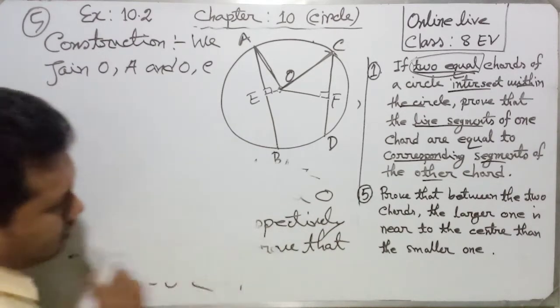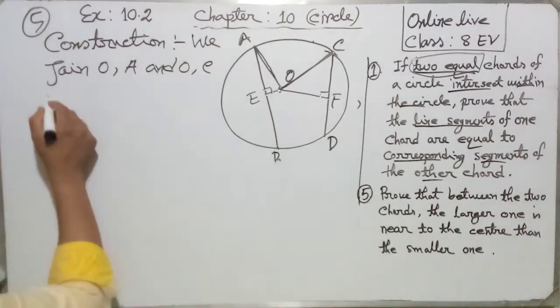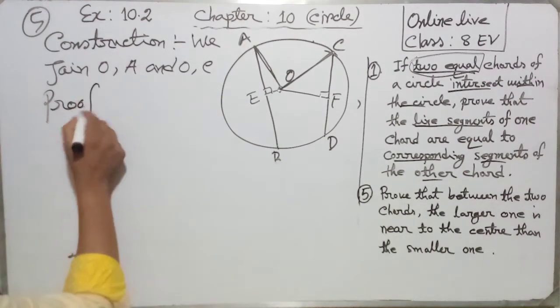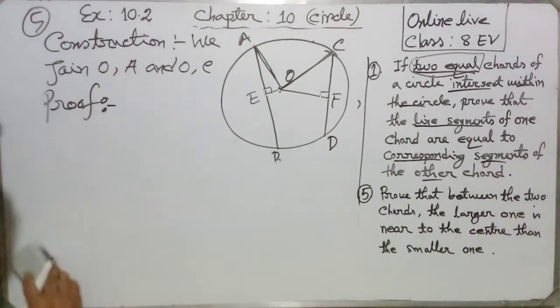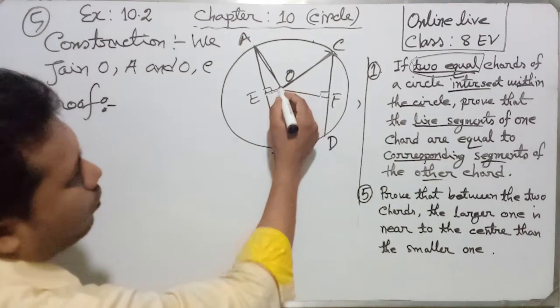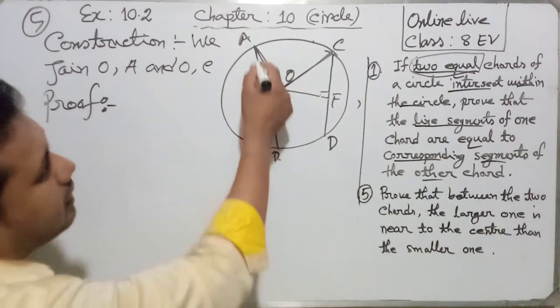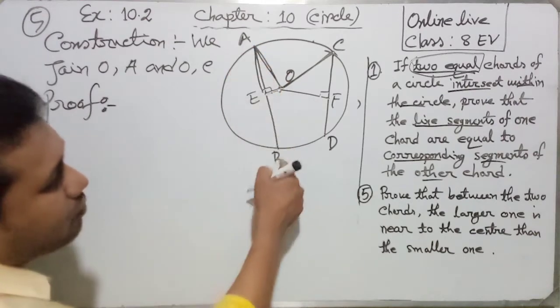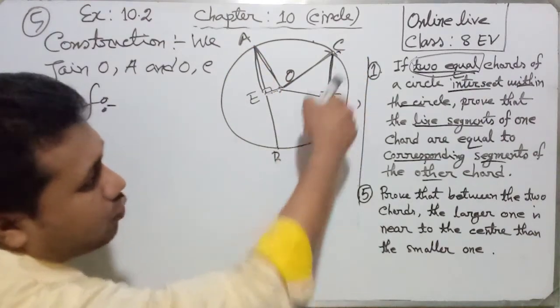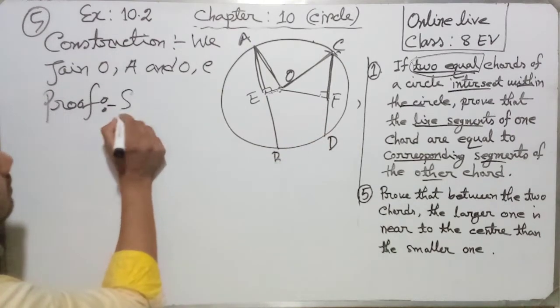Now dear students, now we can go to our proof. Proof. Dear students, look, OE and OF are perpendicular, so we can say that AE will be half of AB, and CF will be half of CD. Similar case.